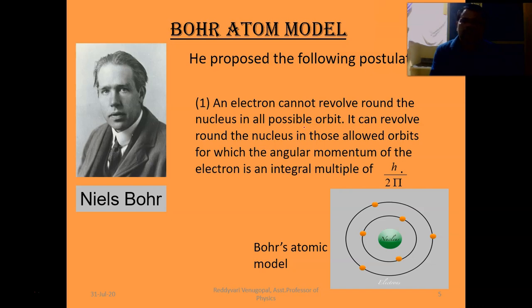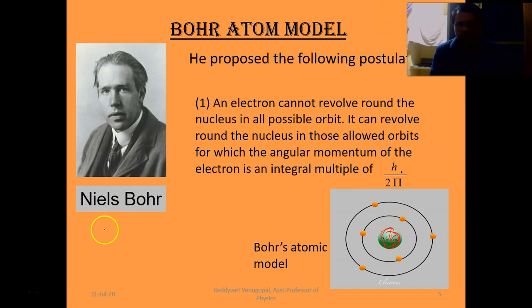It can revolve around the nucleus in those allowed orbits for which the angular momentum of the electron is an integral multiple of h by 2 pi. So here, just observe, this is our nucleus. Let us say it is having some number of protons, some number of neutrons. These are the electron orbits. Electrons are revolving around the nucleus in these circular orbits. According to de Broglie, these are the circular orbits.